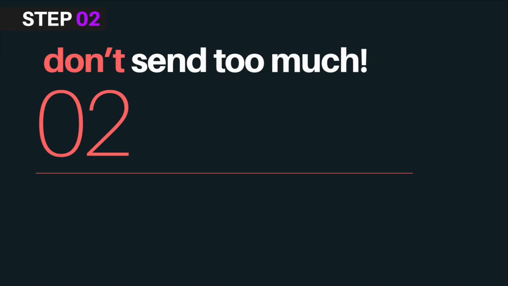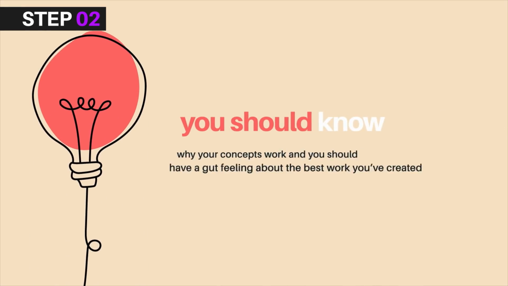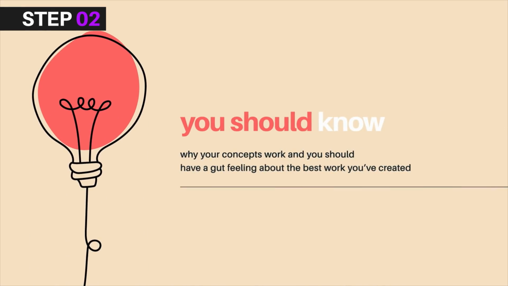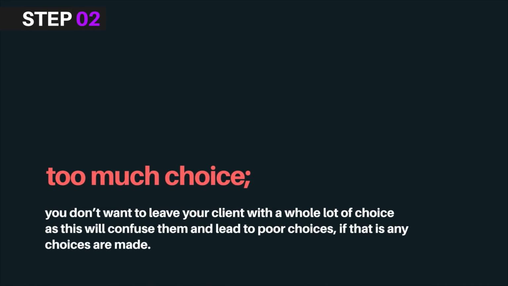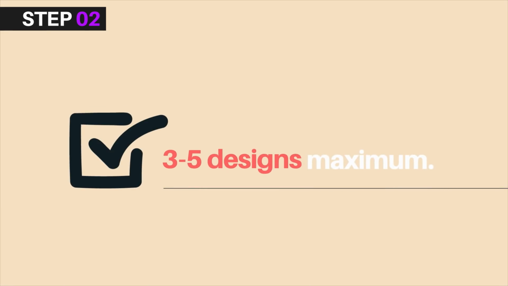Now you should have an idea of the very best of your concepts or your designs. You should know why they work, and you should have a gut feeling and confidence about some of them in particular. You don't want to leave your client with a whole lot of choice, because this will confuse them and it can lead to poor choices, if they make any choices at all. So try and narrow down your selections to 3 or 5 design concepts maximum. So that's the basics out of the way. Let's look at something a bit different, and let's take a look at persuasion.